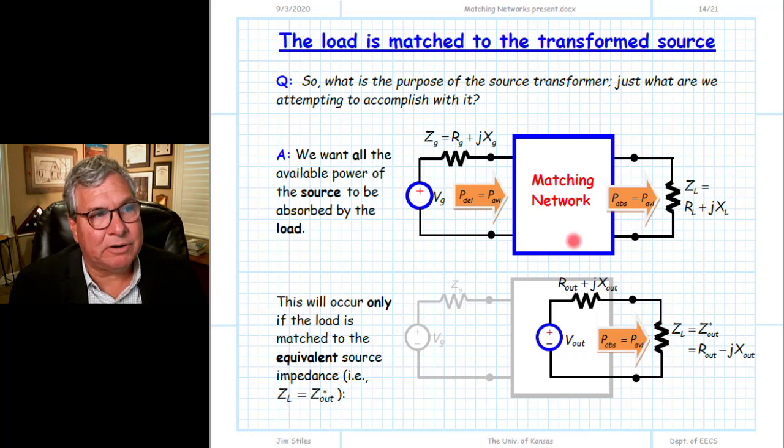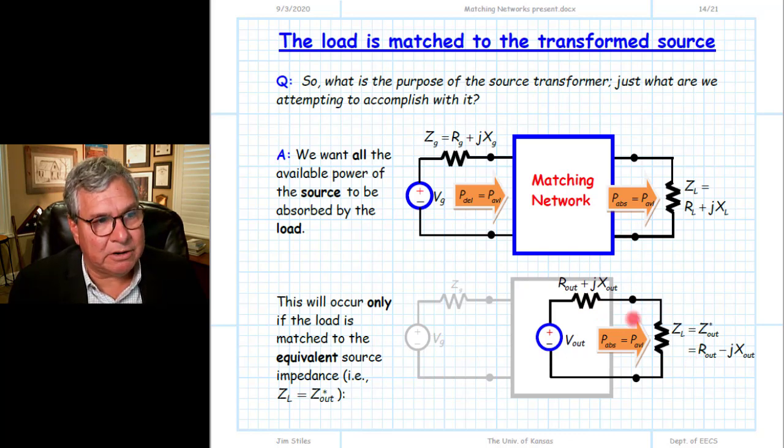the only element that can absorb energy. If we view this lossless matching network as a source transformer, we replace all of this with an equivalent circuit, a Thevenin's equivalent, equal to this. Again, the available power of this transformed source is equal to the available power of the original. So what do we want V out and Z out to be equal to? What we're really interested in here is simply the value of Z out. We want to transform our source such that Z out is the complex conjugate of the load impedance.